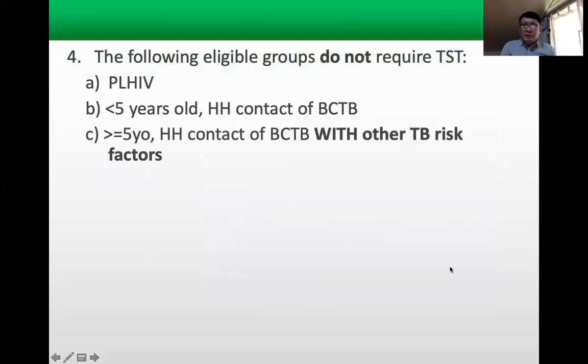Okay, so let's continue with the policy. Number 4, the following eligible groups do not require TST, as already mentioned. Let's memorize it by heart. These are the persons living with HIV, less than 5 years old household contacts of BCTB, and equal or more than 5 years old household contacts of BCTB with other TB risk factors. So these are the groups which do not require TST.